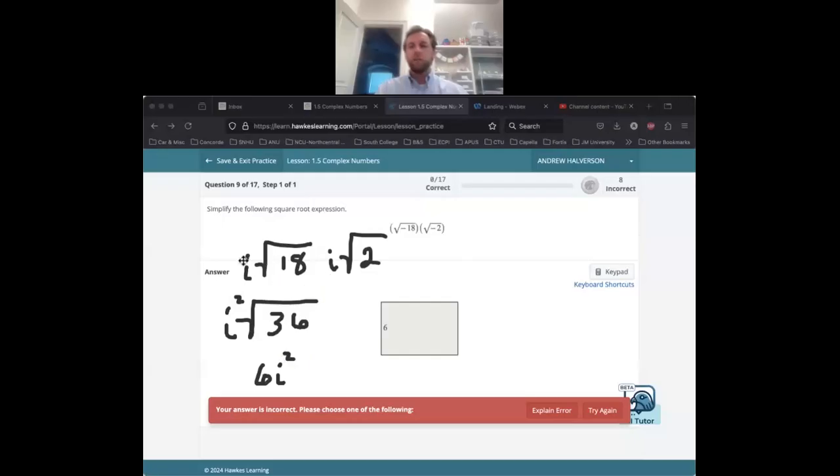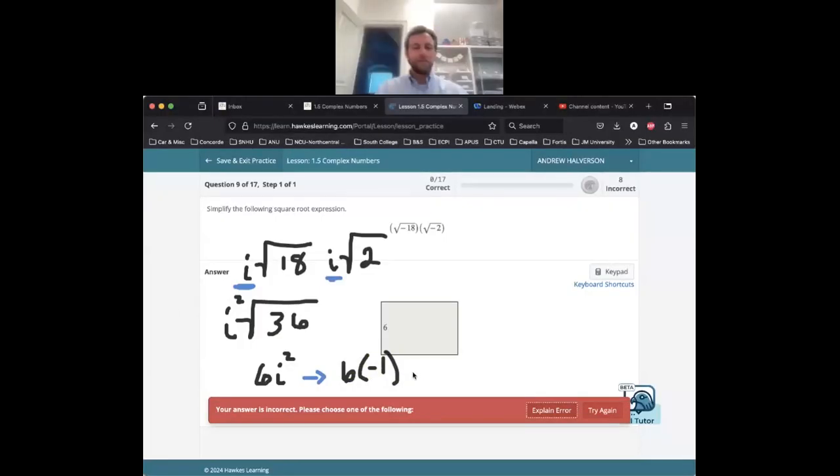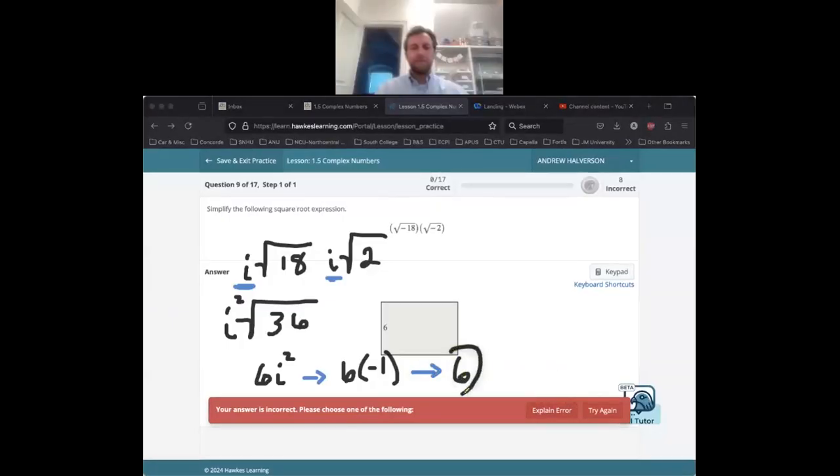I times I is I squared. Sorry. Now we got to get rid of the square on the I. So how do we do that? You use your clock. And where on the clock is it? It's the second one, so it's a negative 1. Negative 1. So now the final answer is negative 6. That's the answer.